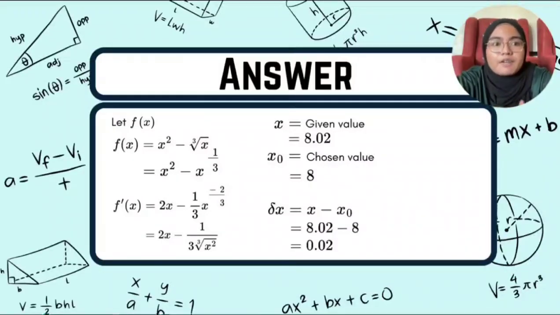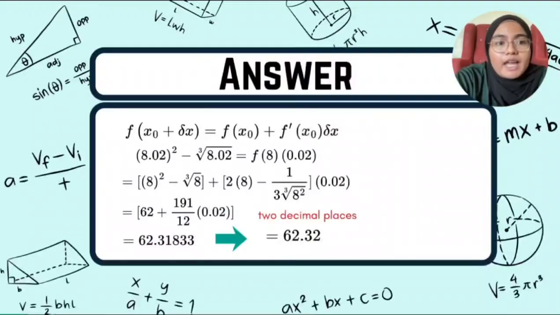Then, we differentiate the function. The derivative of x squared is 2x, and then the derivative of x to the power of 1 over 3 is 1 over 3 x to the power of minus 2 over 3. And we get f prime of x equal to 2x minus 1 over 3x to the power of 2 over 3. Later, we will substitute x naught equal to 8 and delta x equal to 0.02 into the linear approximation formula to estimate the value of the function at 8.02. This slide shows all the important setup steps: the function, the chosen value x naught, the change delta x, and the derivative. Now, I will continue with the linear approximation calculation.